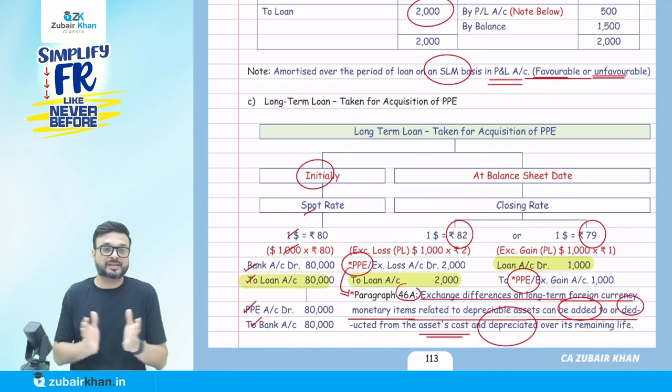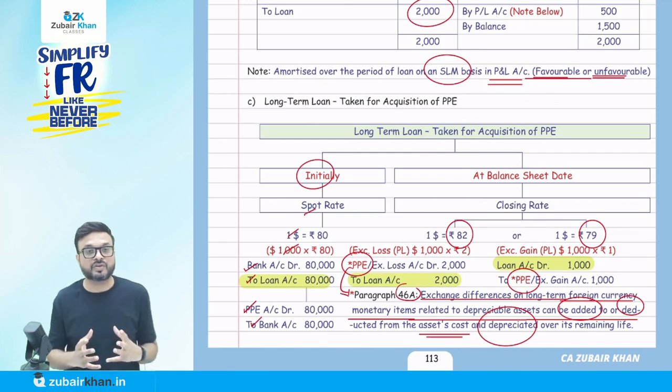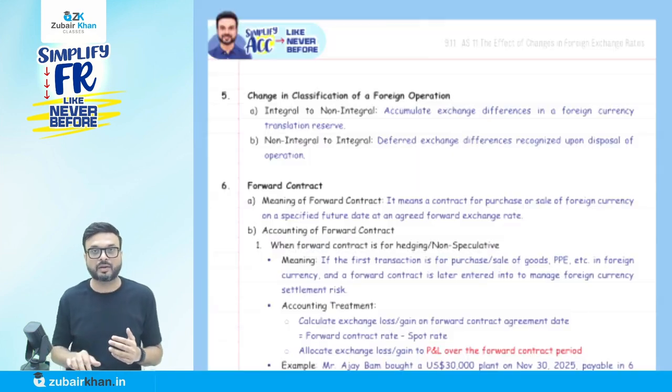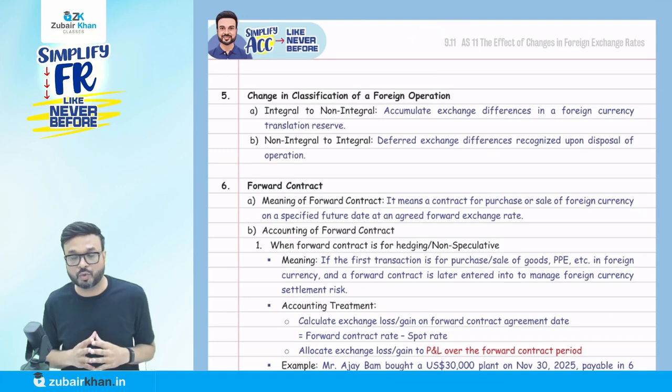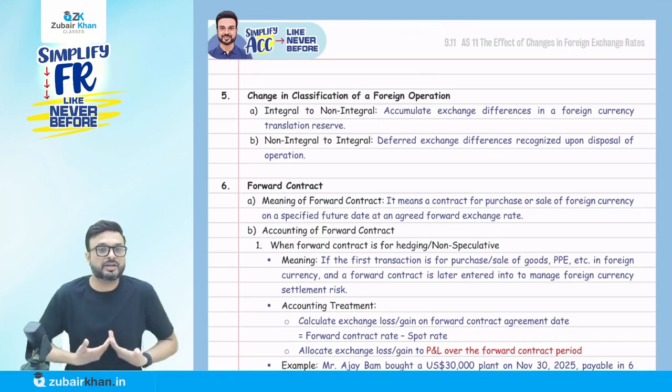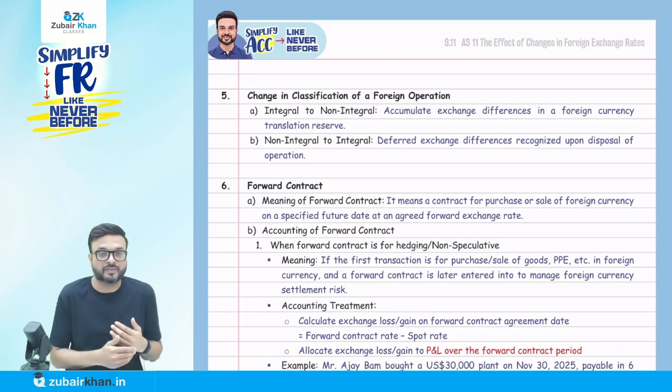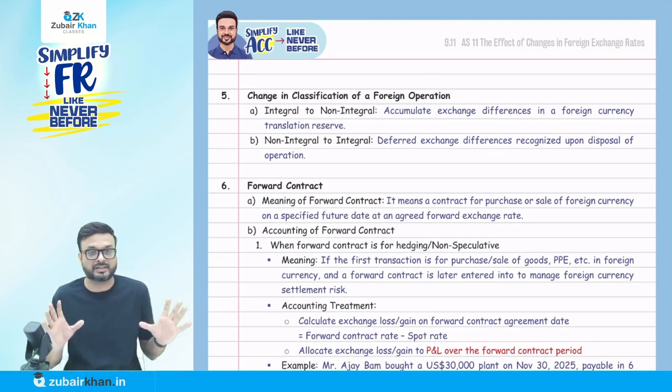This is what we have discussed about the accounting treatment of the foreign loan here. Now I'm coming to the next point, that is change in classification of foreign operation. What does it mean? My foreign operation is of two types. It might be integral, it might be non-integral. But initially, suppose it was integral, that I'm going to send the goods to them. If they need money, I will send to them. Okay, this is like the integral.